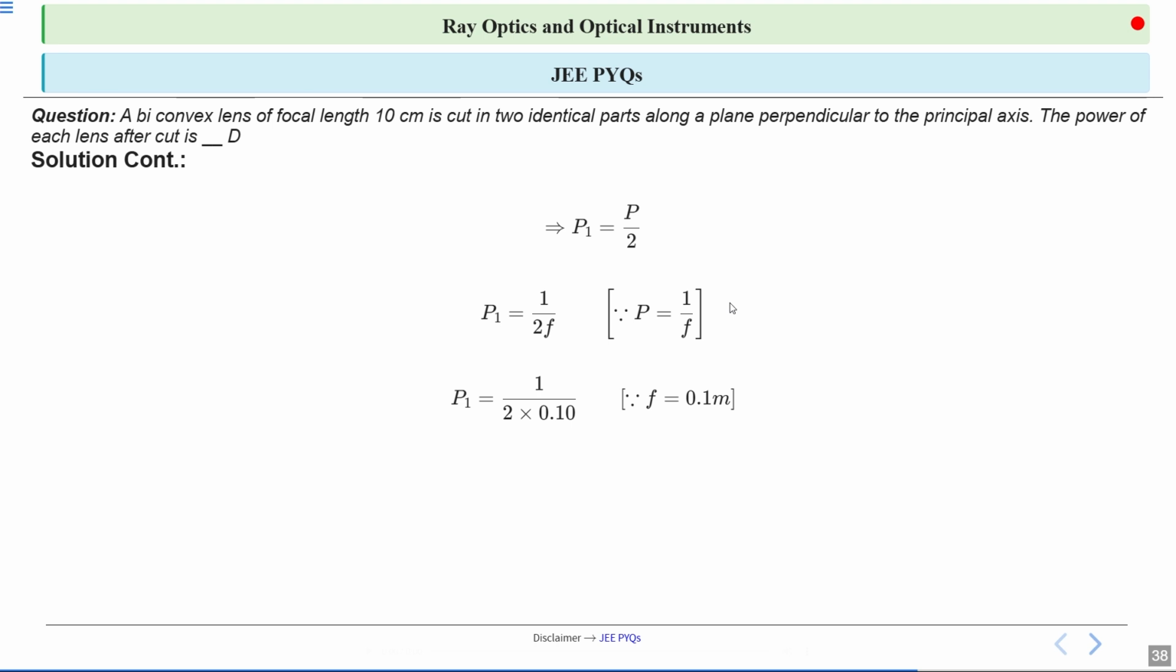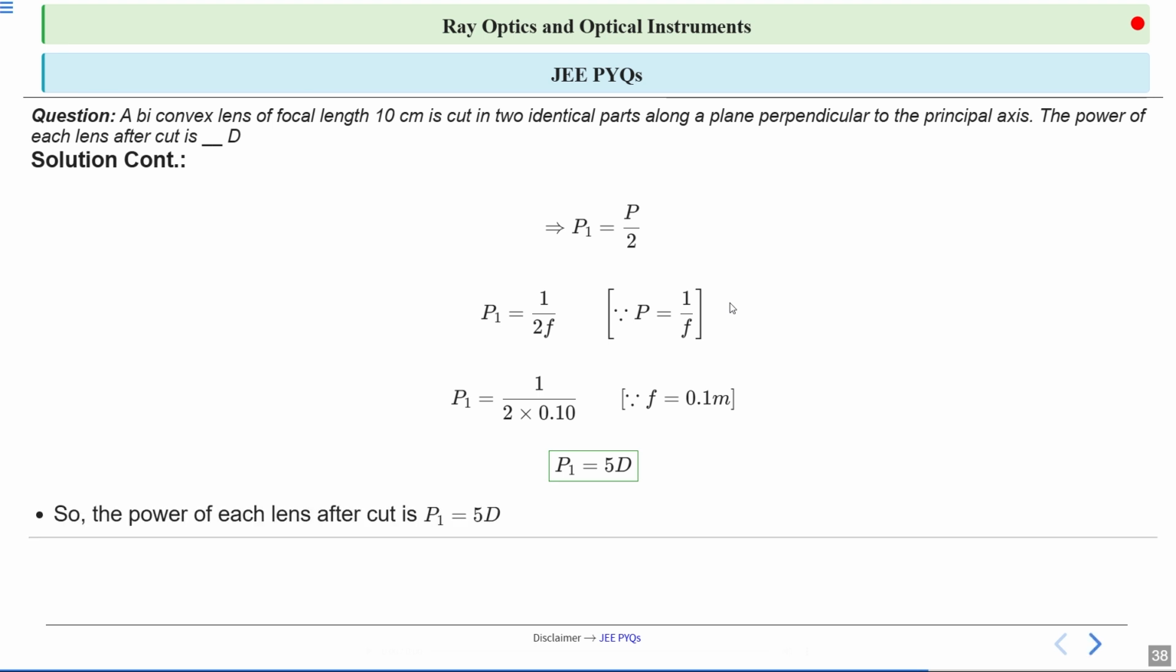Since the original focal length is 10 centimeters, we convert it into meters, which is 0.1 meter. So P1 equals 1 upon 2 multiplied by 0.1. This calculation will give us the power of each half of the lens in diopters. After performing the calculation, we find P1 equals 5 diopters. This means each half of the lens has a power of 5 diopters. So the power of each lens after the cut is P1 equals 5 diopters.